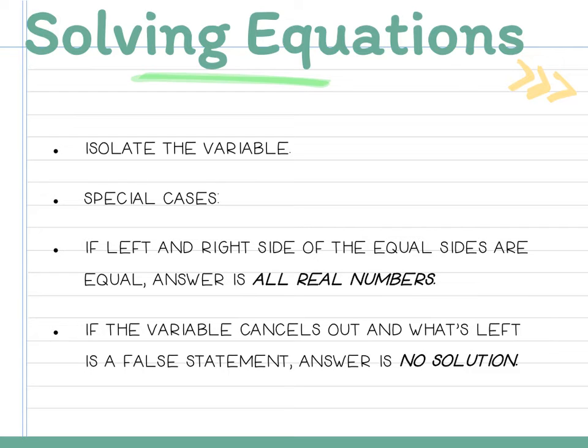There are two special cases, and these happen if the left and the right side of the equation are equal, so exactly the same on the left and the right, whether that ends up being 2 equals 2, or 2x equals 2x, or 2x plus 1 equals 2x plus 1. If it is exactly the same on the left and the right, the answer is all real numbers, okay? And it's called an identity.